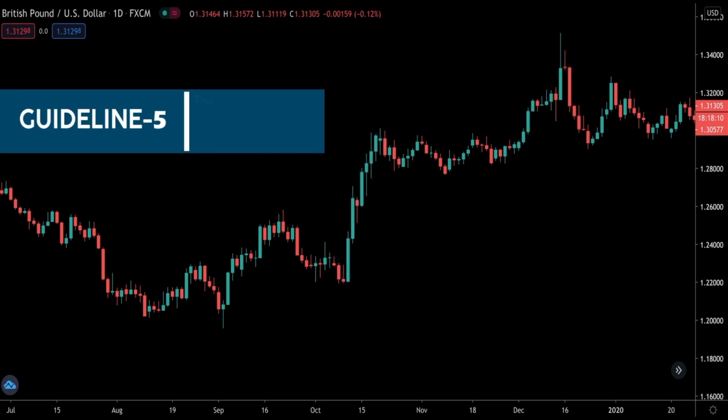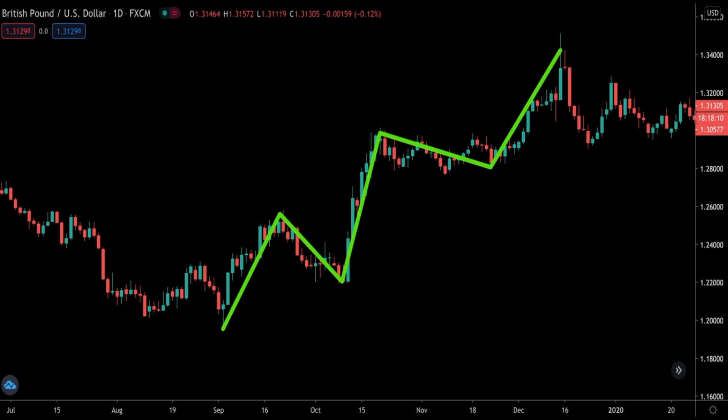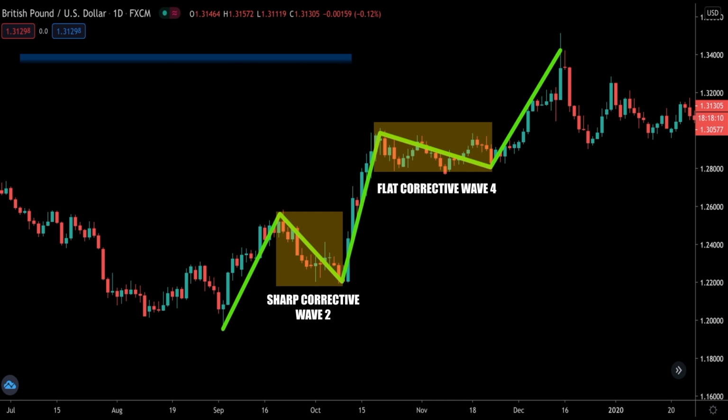Guideline number 5, the price structure for wave 2 and wave 4, which are the first 2 corrective waves, tend to alternate between sharp and flat. This means that if we see a sharp correction in wave 2, we would likely see a flat correction in wave 4. If we see a flat correction in wave 2, then we will likely see a sharp correction in wave 4.